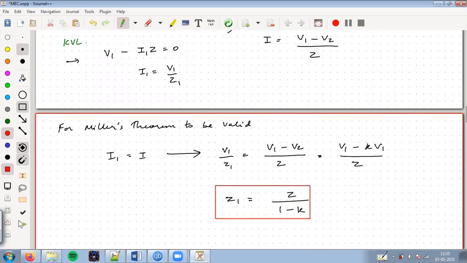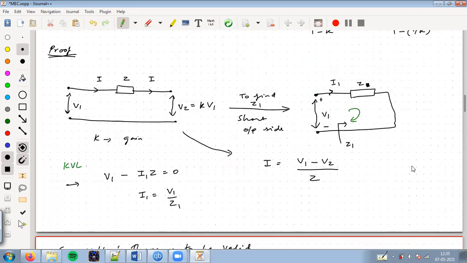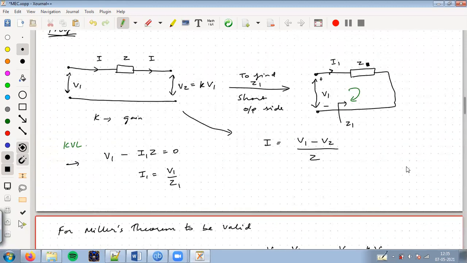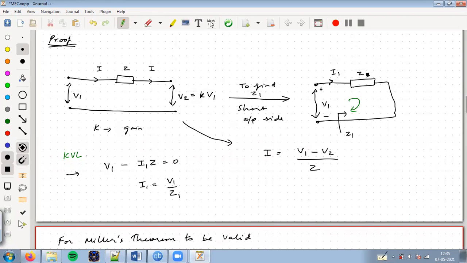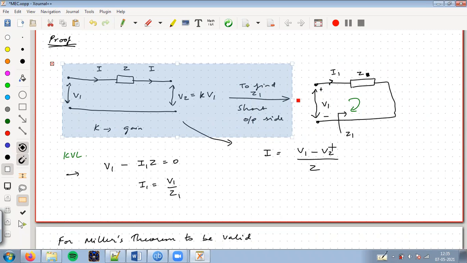So this is my first equation. At the input side, I can replace Z with Z1, which has a value Z by 1 minus K. Now the same thing I'll do at the output side. I'll copy this once again. Now I have found Z1. I have to find Z2 now. Copy this.